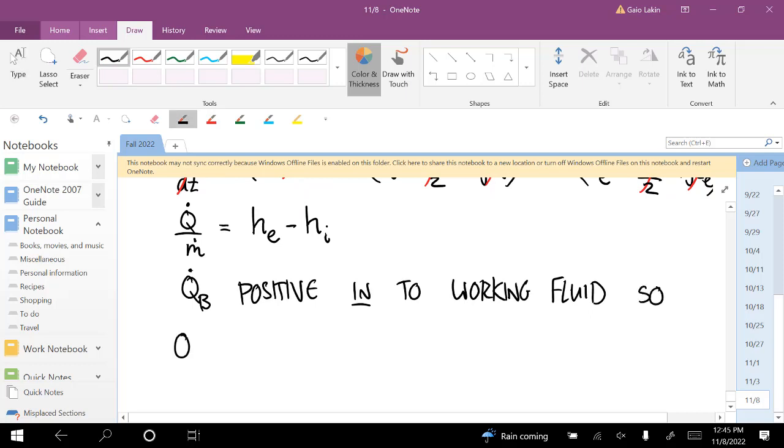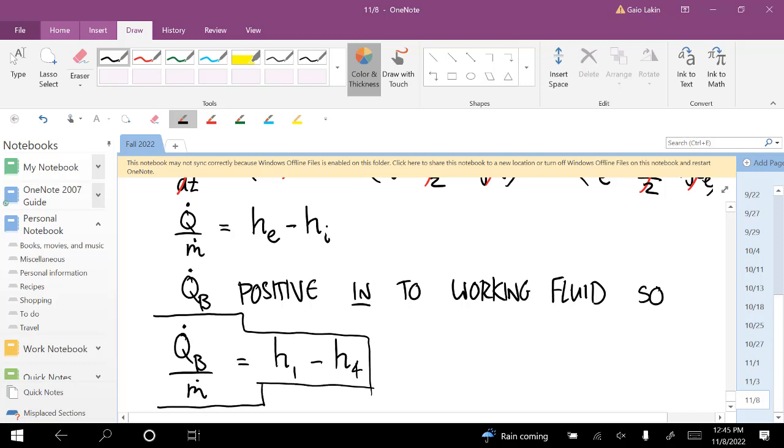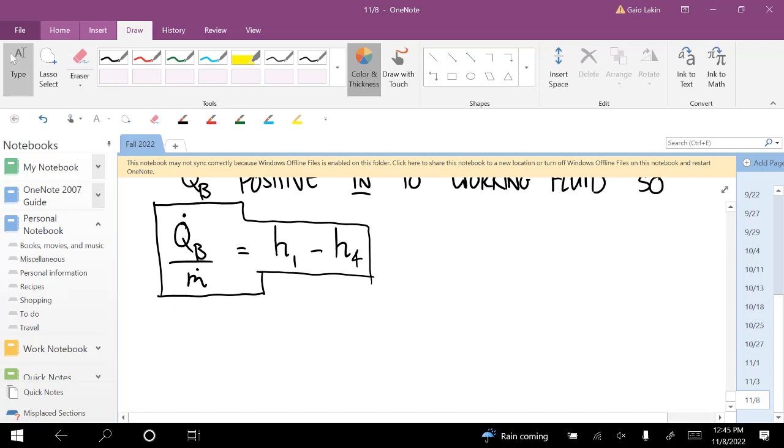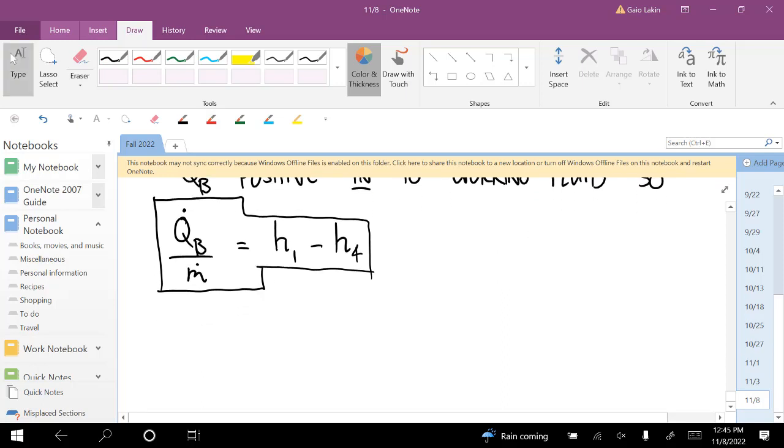So we can rewrite this as Q sub B dot over M dot is equal to H1 minus H4. Okay, so now we can use this in an expression for the thermal efficiency. The thermal efficiency, remember, is W sub T dot minus W sub P dot divided by QB dot.